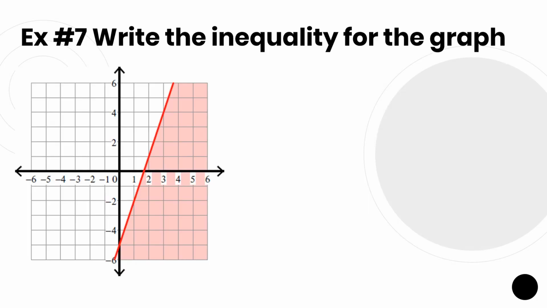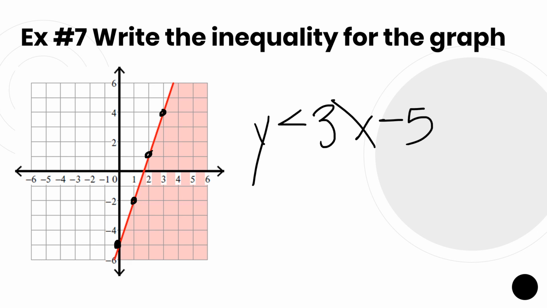Here's just an extra one. You don't need to jot this down. I'm going to go quicker through this one. I see that I'm rising 3, running 1. I cross the y-axis at negative 5. Oof, that's really bad writing. Let me try that again. Rise 3, run 1. I'm crossing at negative 5, and I'm shaded below with a solid line. Right? So some of these, once you get in the habit, they should be this quick.